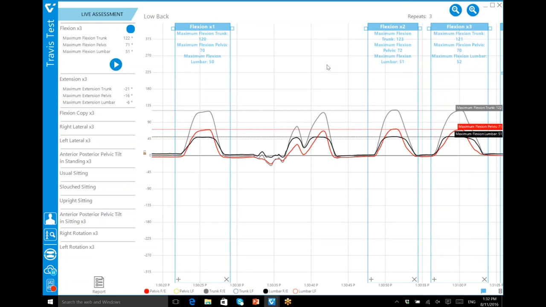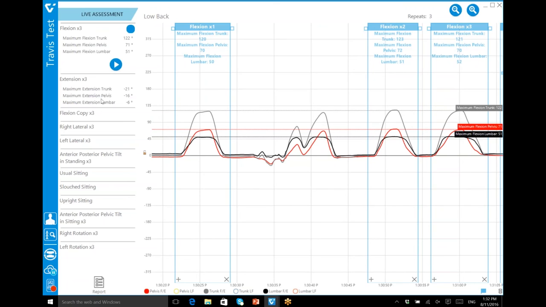Yeah, and if you guys are using some of the other test modules where there's a bit more speed, like the knee, often patients jump ahead before you tell them to do it and you miss the capture a little. So this is a way where you don't have to repeat the entire test all over. You can just go back and edit.